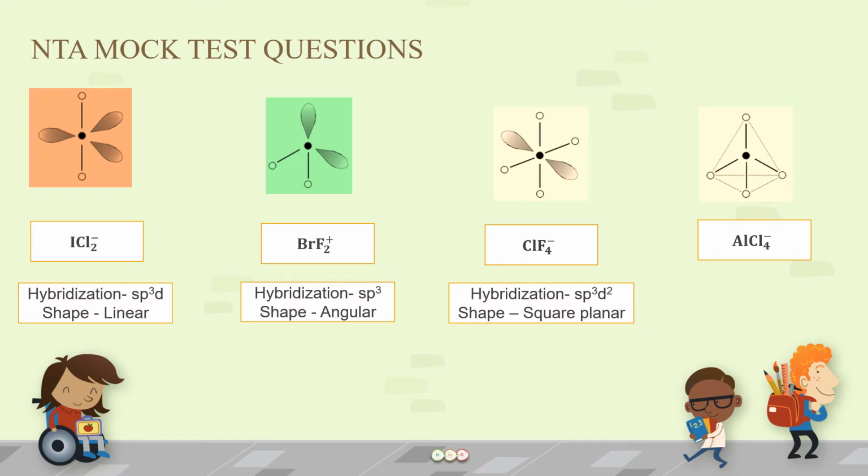The next one we are having is AlCl4 negative. Here the hybridization is going to be sp3. The steric number is going to be in accordance with the bonded pairs of electrons. Therefore, the shape and the geometry are going to remain the same. It is going to be a tetrahedral geometry.